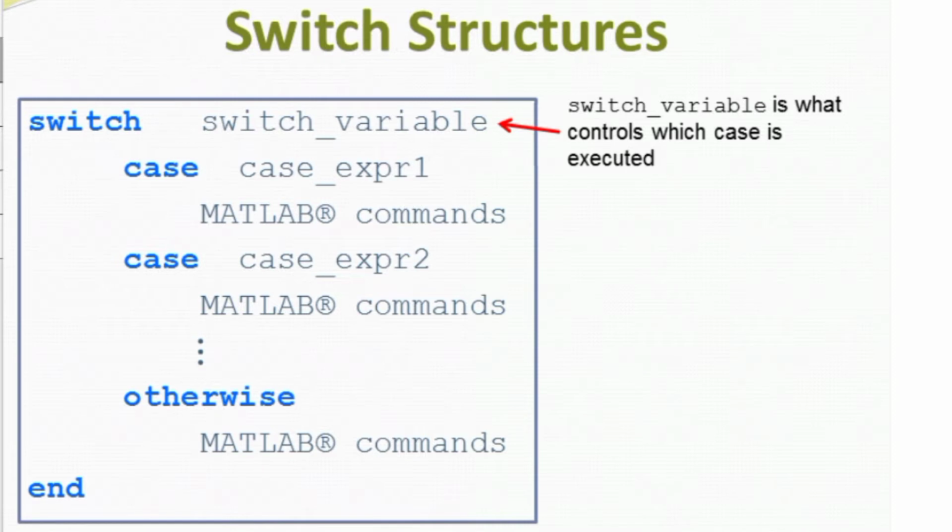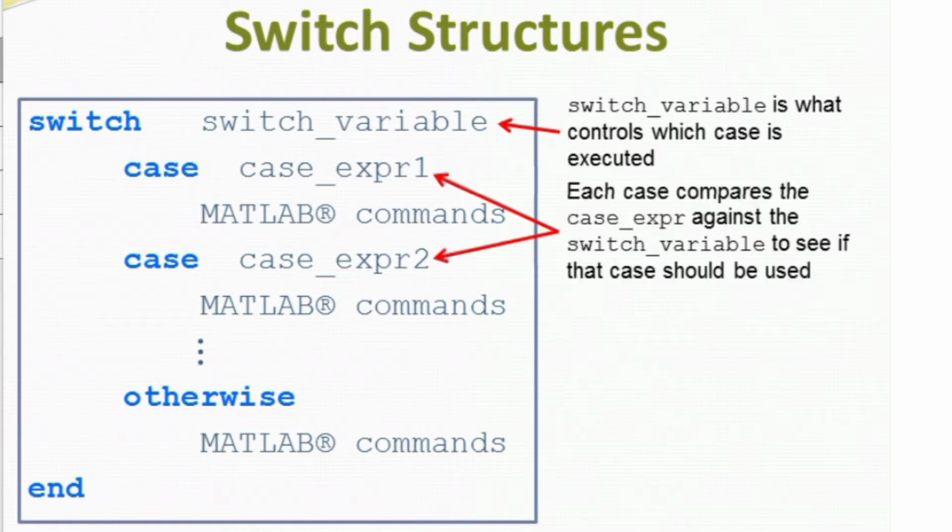We have switch, and next to it we have the switch variable. This is equivalent to the if and then the expression that we had with the if structures. The switch variable is what is actually going to control which of the different sets of commands we execute. It could be a variable, it could be a constant, although it doesn't make much sense to have it be a constant, or it could be an expression, something that evaluates to a value.